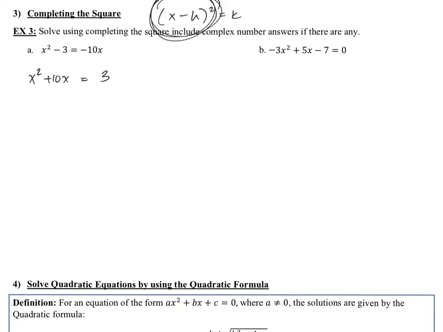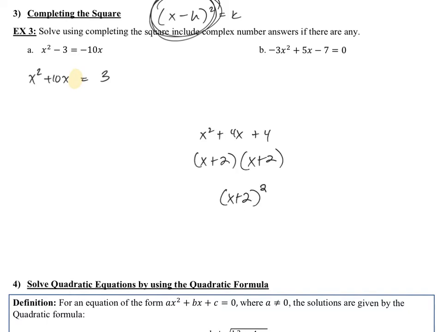Now, we want to create a perfect square trinomial, which means we want to figure out a number to add to this side that will make it factor perfectly into two binomials that look the same. Let me give you an example of a perfect square trinomial. X squared plus 4x plus 4. What does this factor into? This factors into x plus 2, x plus 2, which I can rewrite this into x plus 2 squared.